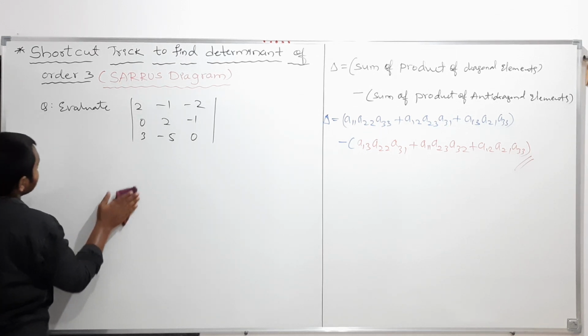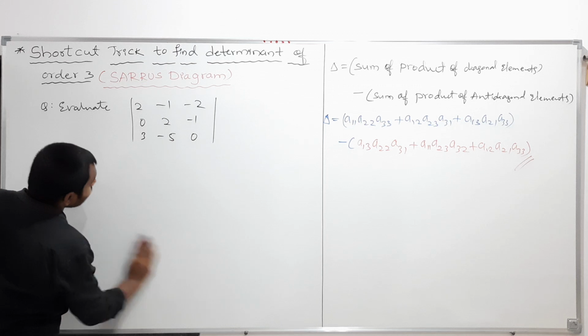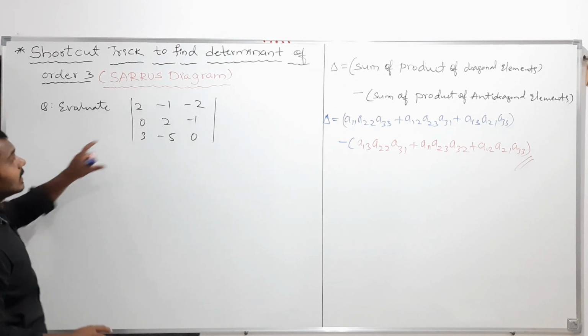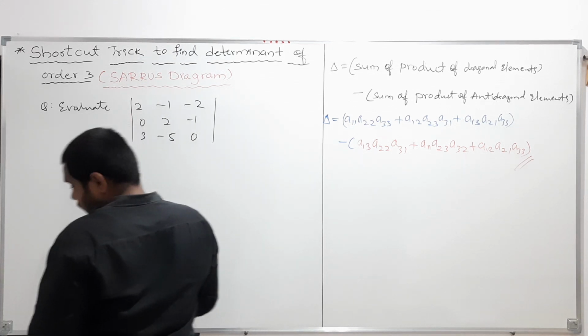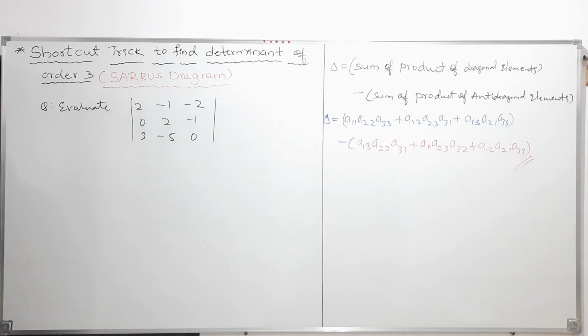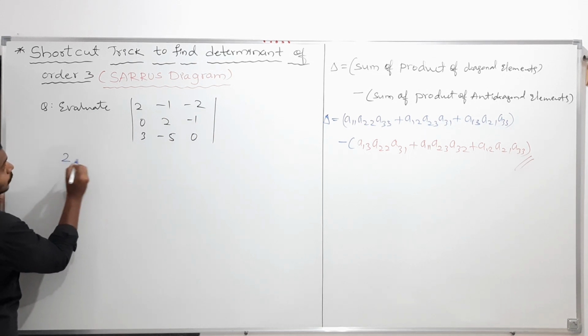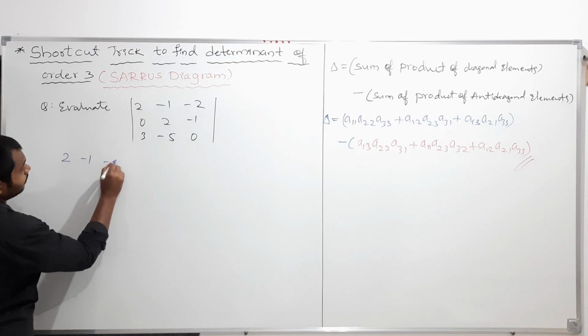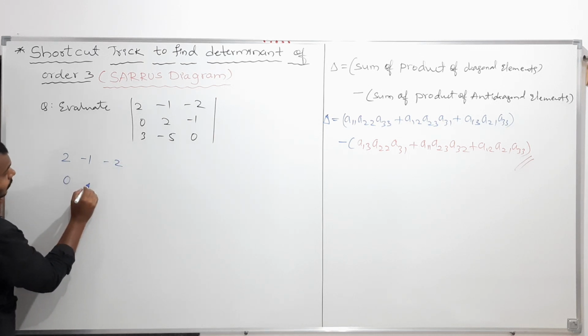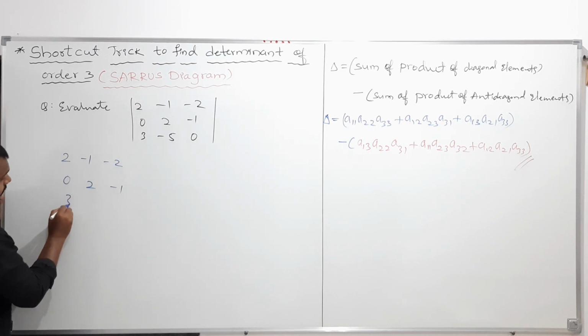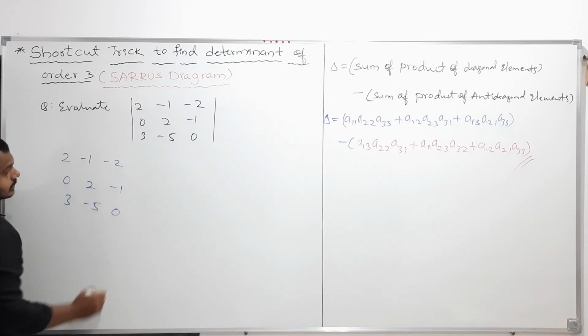So what is the first step? Our job is to write the elements of the given matrix, the given determinant, as it is. Write the elements here. So what are those? Here it is 2, minus 1, minus 2, 0, 2, minus 1, 3, minus 5, 0.